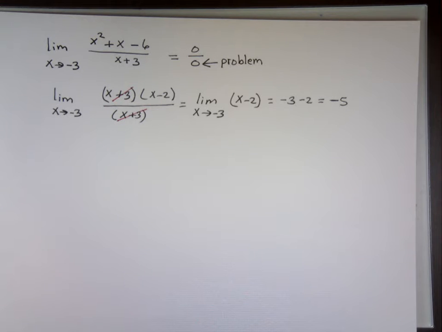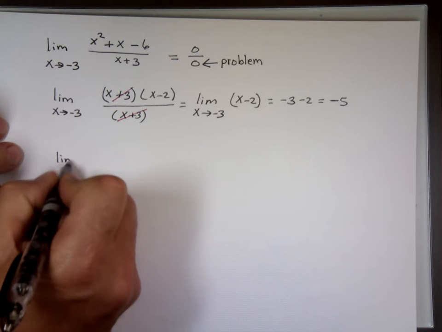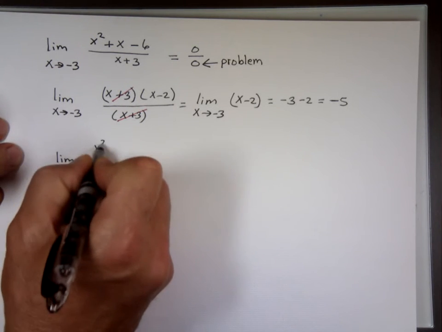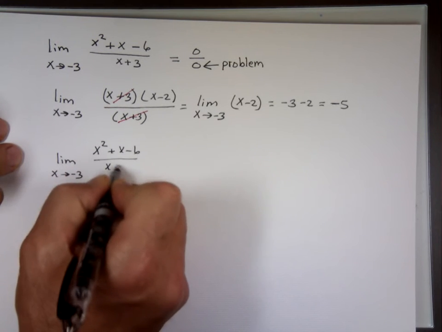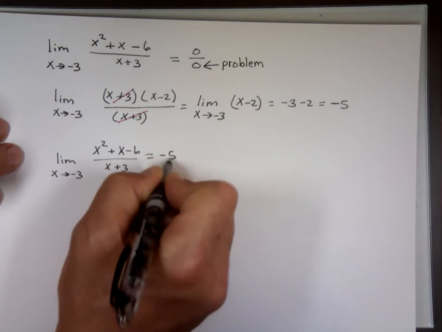So how would you write that there? Would you still write it with the original function? Yep, I'll just write this. I'll go the limit as x approaches negative 3 of x squared plus x minus 6 over x plus 3 is equal to negative 5. You still write it with the original, not the x minus 2.